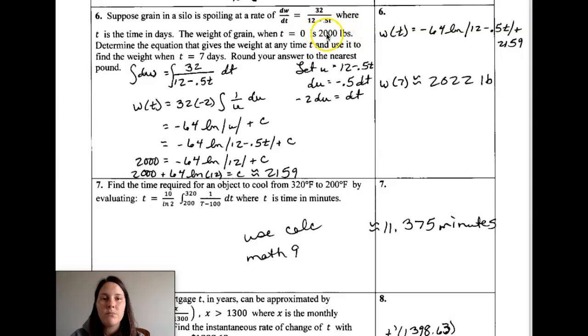All right, so to solve for c, we have to use this initial condition, t equals 0, and the weight is 2,000 pounds. So I subbed 2,000 in for my w, I subbed 0 in for my time, and then I was able to solve for my c value. Writing that function, which it did ask for, so it asked for the equation that gives the weight at any time t, so that's my equation, and then I didn't show any work, I just used my calculator, subbed 7 in for t, and got about 2,022 pounds for the weight.